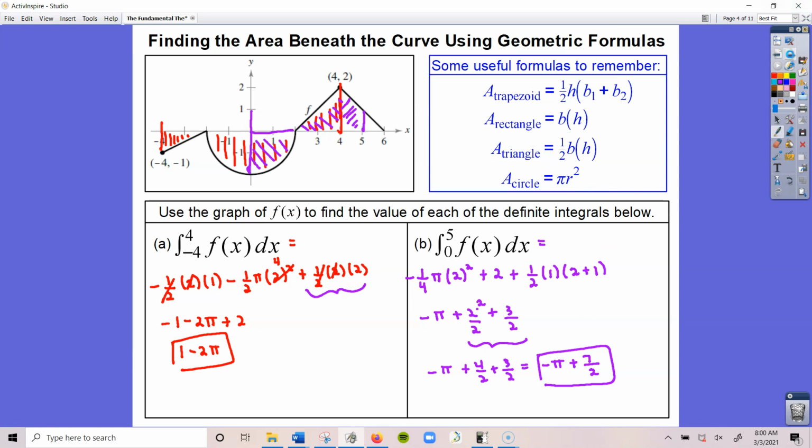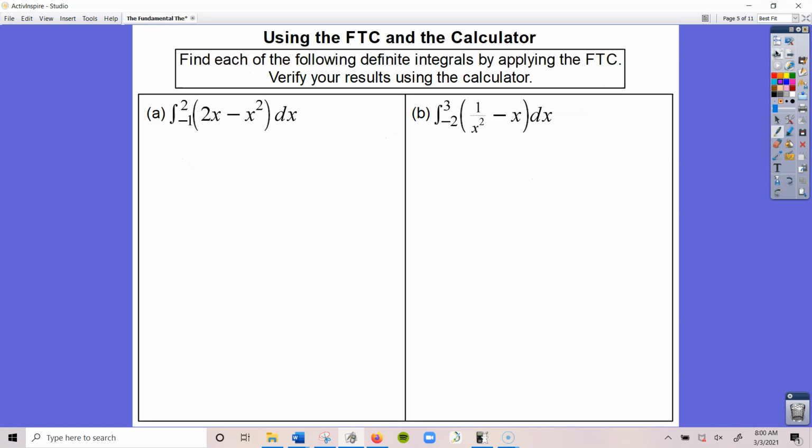Now we're going to look at how to calculate these areas, and we're going to verify our answer with the calculator. So we have here the integral from -1 to 2 of 2x minus x squared. So first we're going to apply that fundamental theorem. So I have to add 1 to the exponent and then divide by that exponent. So 2x squared divided by 2 minus x to the third divided by 3. And we're evaluating this from -1 to 2.